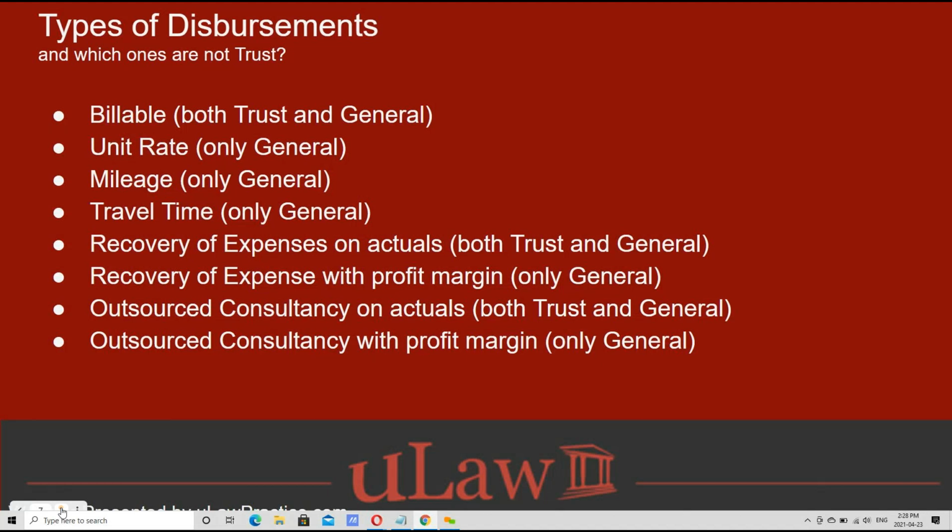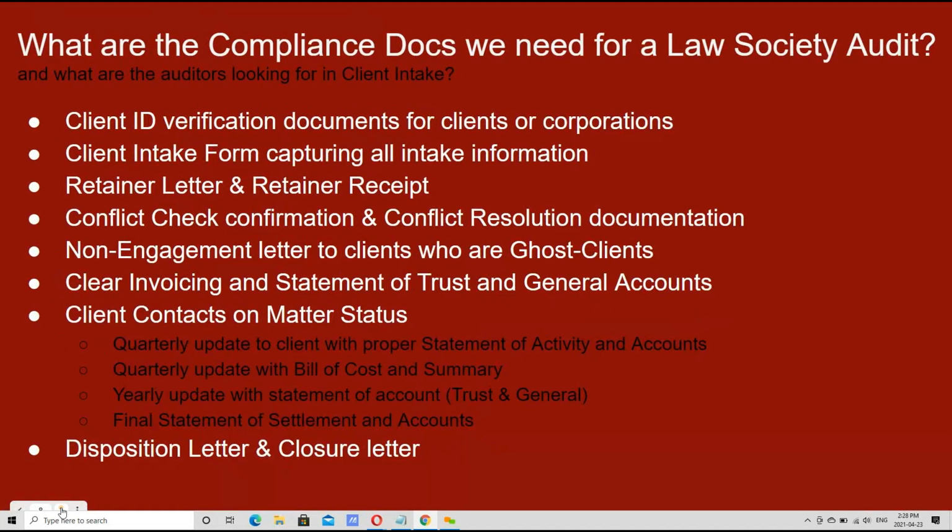General rule of thumb: if you're actually doing it on actuals, then both trust and general are good financial vehicles to disburse out of. But if you're looking to do either a profit or a loss margin, or if you see that as part of the transaction, then predominantly consider a general account to use for disbursements. So paying out of the general account for disbursements and then recovering through that invoice. But how often you recover is again determined by your retainer or engagement letter.